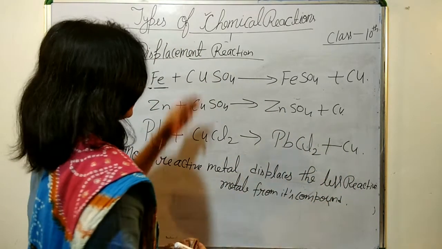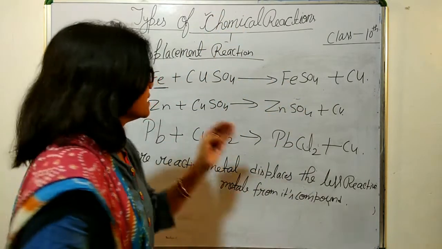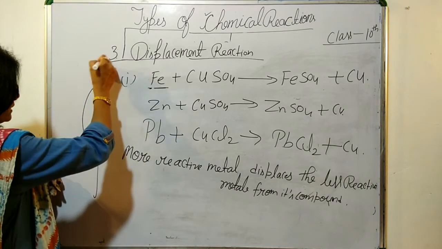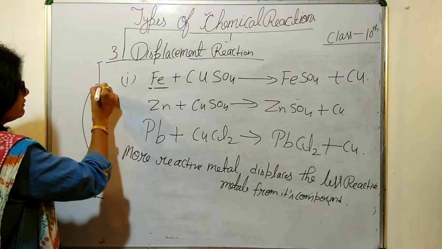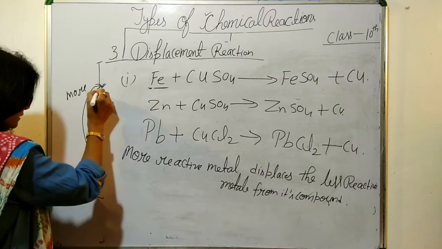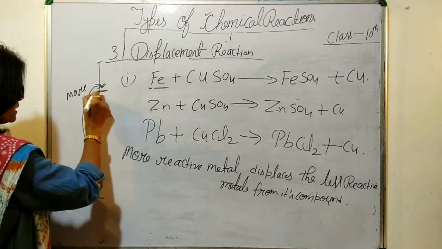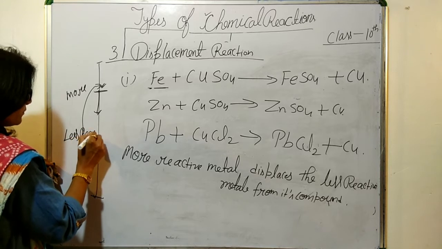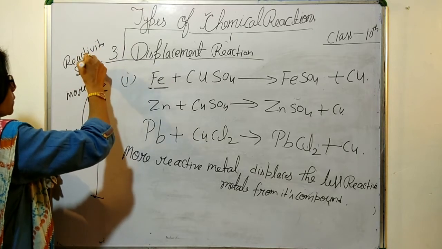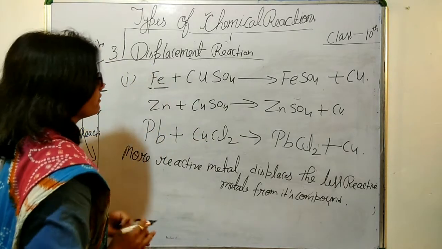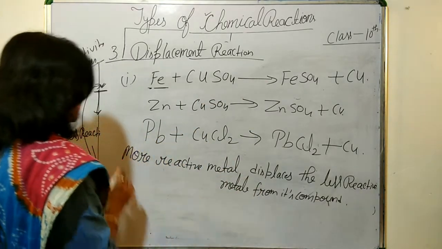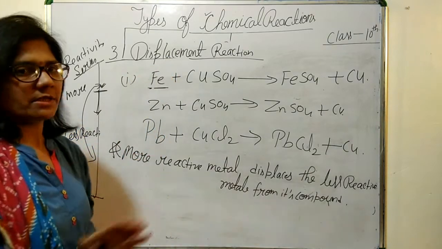In your book there is also a reactivity series of metals present. Just go through this. The metal which is on the upside is more reactive, and the one just below it is less reactive. By using the reactivity series, we can analyze whether the reaction will take place or not. So that is the only condition by which displacement takes place.